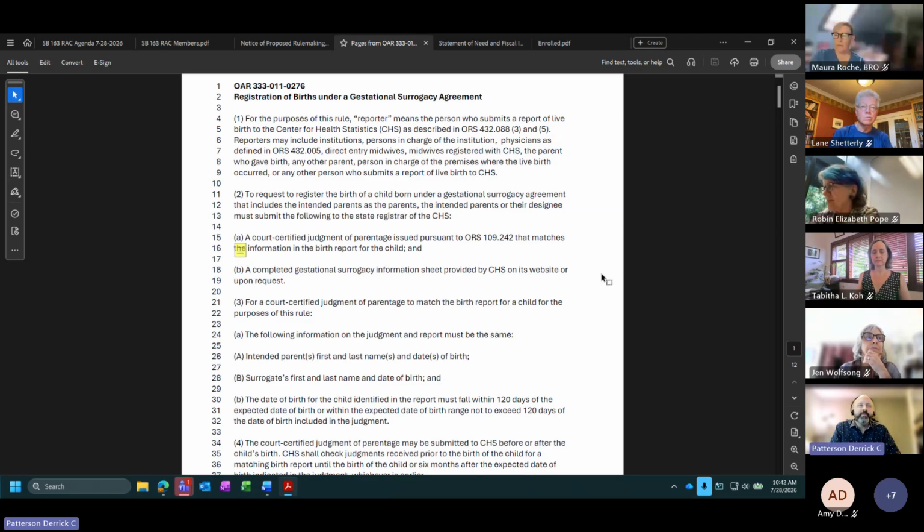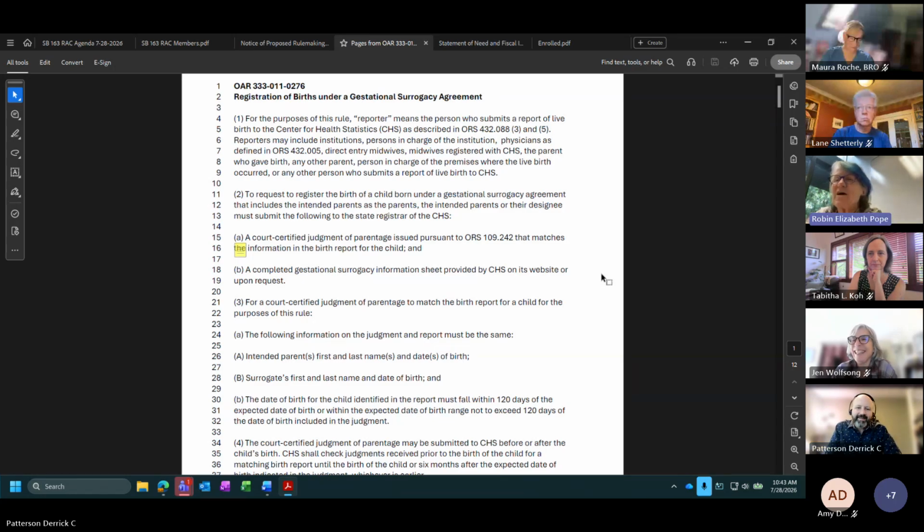Okay, section 2. To request to register the birth of a child born under a gestational surrogacy agreement that includes the intended parents as the parents, the intended parents or their designee must submit the following to the state registrar of the CHS. A, a court-certified judgment of parentage issued pursuant to ORS 109.242 that matches the information in the birth report for the child, and B, a completed gestational surrogacy information sheet provided by CHS on its website or upon request. I do have one specific question about this, but I want to get general feedback first. Robin.